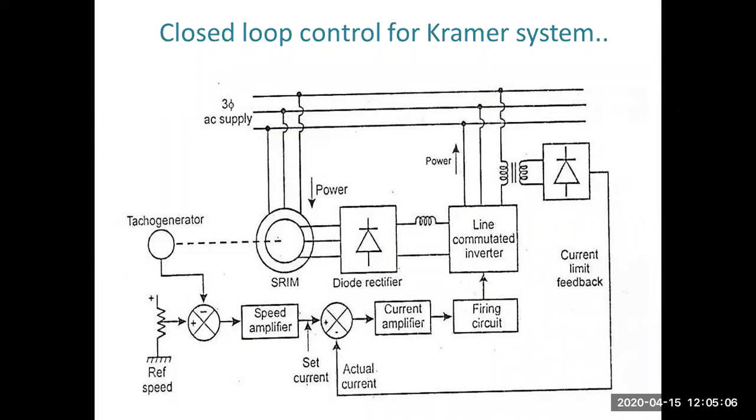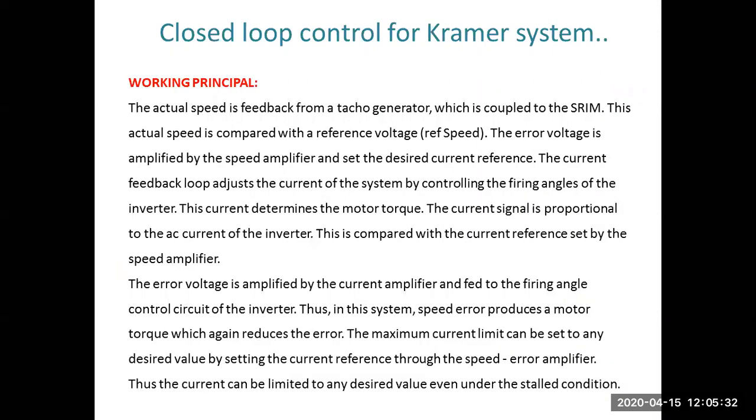So in the exam, if they ask you to describe the Kramer system, then you can discuss two things. One is the conventional Kramer system, and then you can describe the static Kramer system, and then you can also draw this diagram and its working principle of the closed loop mode control of the Kramer system. So this is how you will discuss the Kramer system. Now, the closed loop control of the Kramer system. This is the working principle which I have already discussed in the previous slide, so we can skip this slide.